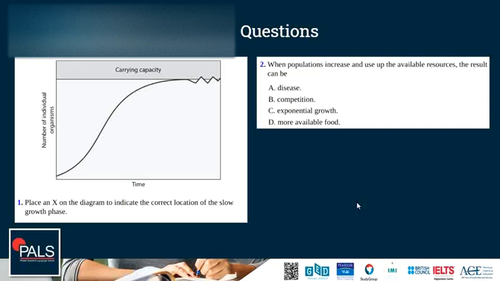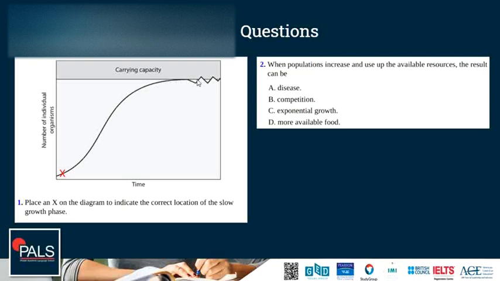Let's have a look at some questions. Place an X on the diagram to indicate the correct location of the slow growth phase. The slow growth phase is at the start. It is as well called the lag phase, before the population enters the exponential growth, where it rapidly increases. The nature, the ecosystem, the environment can support a lot more organisms. The numbers of the population are big enough to allow exponential growth.